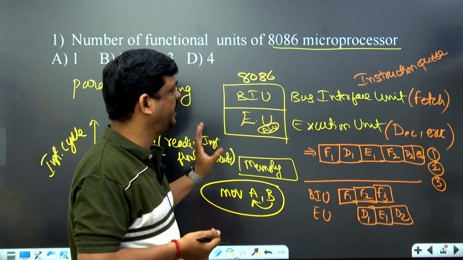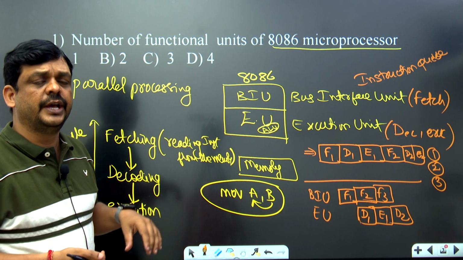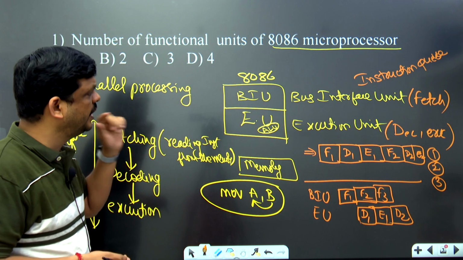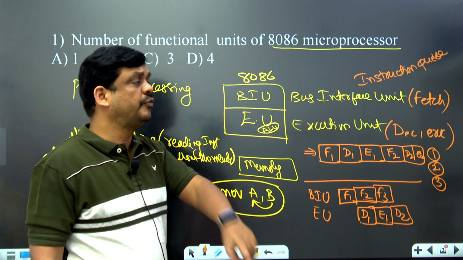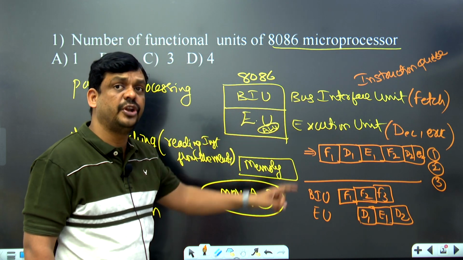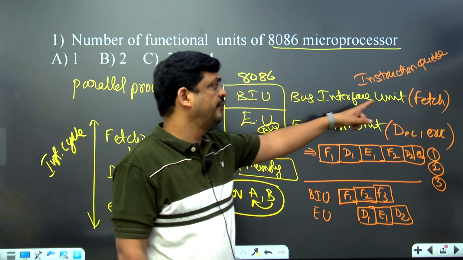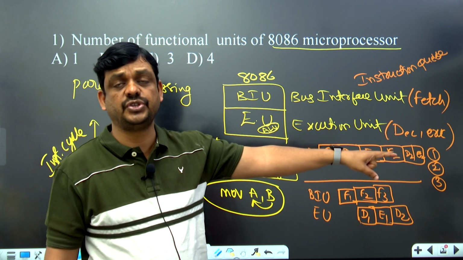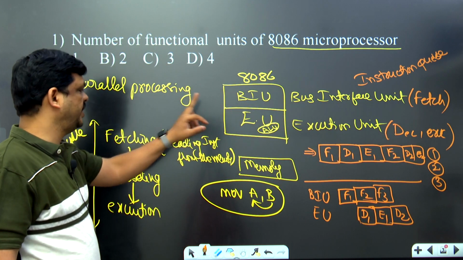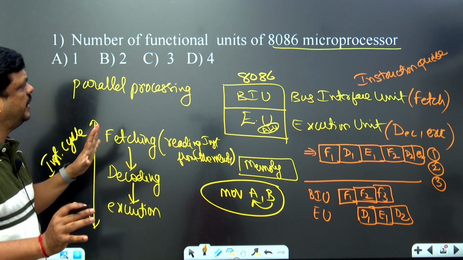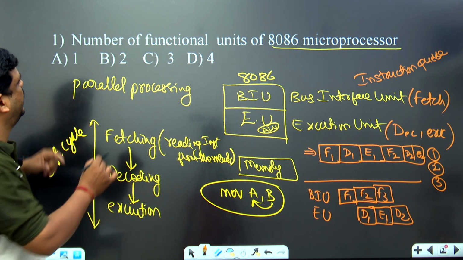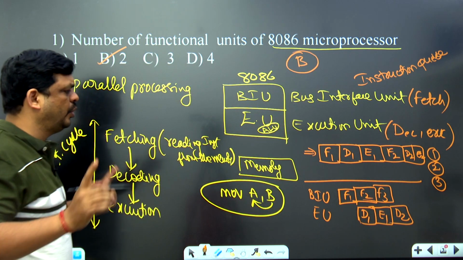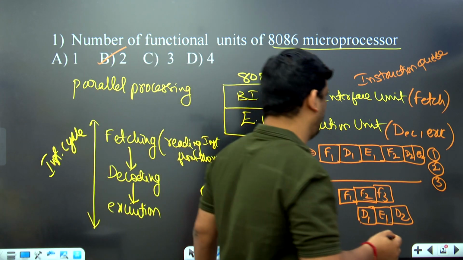Right? Here I have explained the complete introduction of the functional units of the 8086 microprocessor. So totally how many functional units? Two functional units: bus interface unit and execution unit. What is the function of the bus interface unit? Fetching operation. What is the function of the execution unit? Decoding and execution, right? So it supports the two-stage pipeline structure. So according to the given question, we have to write option B. So option B is correct. And I want to explain the complete architecture of the 8086 microprocessor.